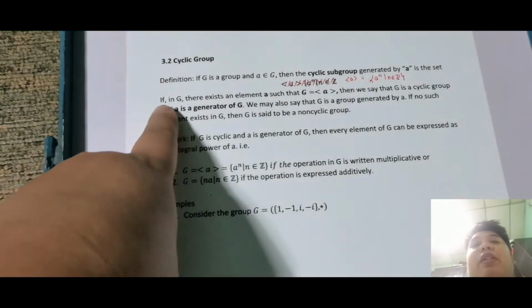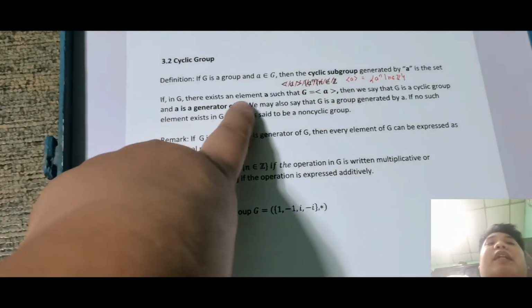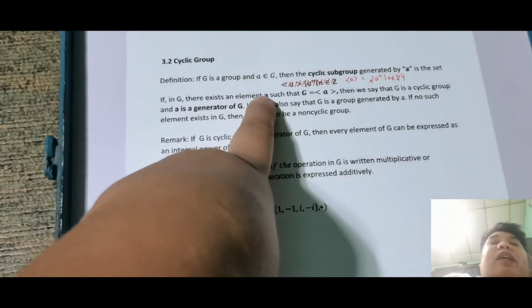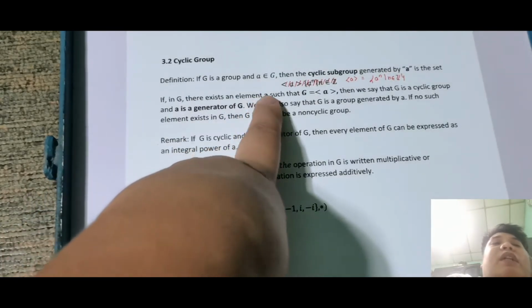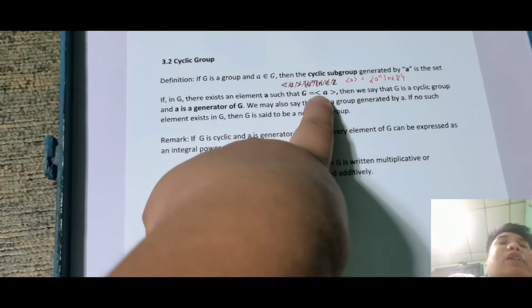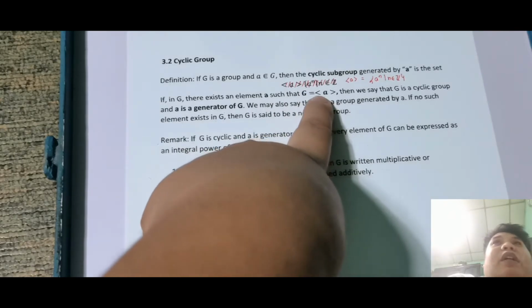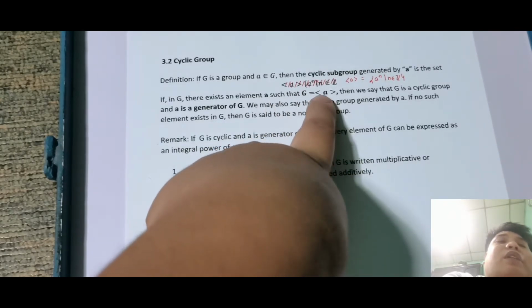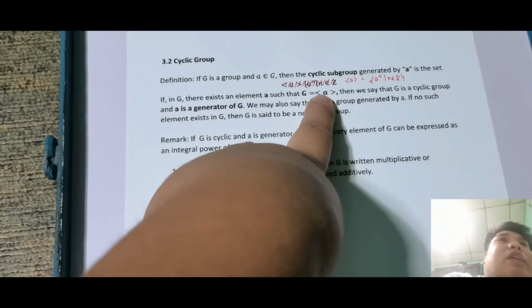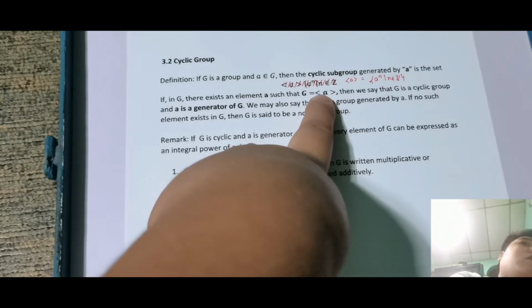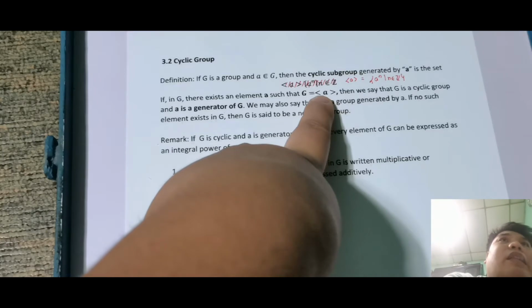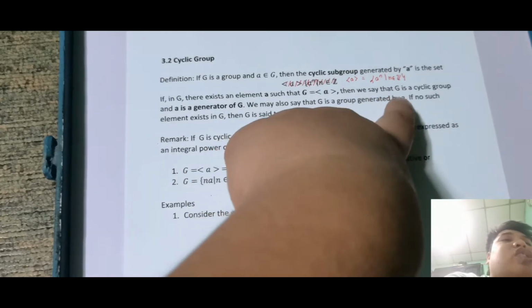Now, if in G there exists an element A, so kung sa group G may mag-exist na element A such that G is equal to the cyclic subgroup generated by A, ano ibig sabihin? Anong nangyari nung nag-generate ka ng A raised to 0, A raised to 1 hanggang A raised to N? Lahat ng element ng G nakuha din nung A na yan. Kumbaga, na-generate niya lahat ng element ng G. Then, we say that G is a cyclic group.